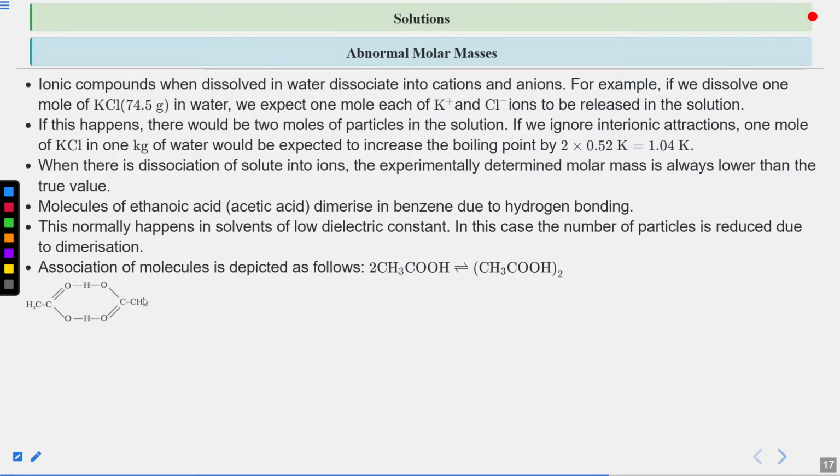This thing can be shown here with the help of this diagram, where we have a hydrogen bonding between the first ethanoic acid and our second ethanoic acid. And this is the hydrogen bonding interaction that I am talking about. Is it clear? It's very, very important to understand that both association and dissociation change the value of colligative properties that we are calculating.